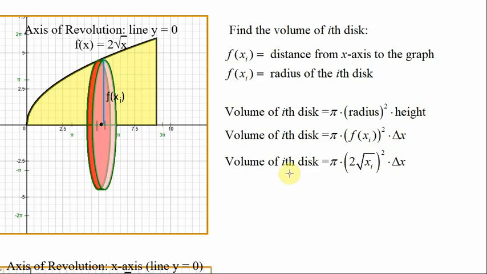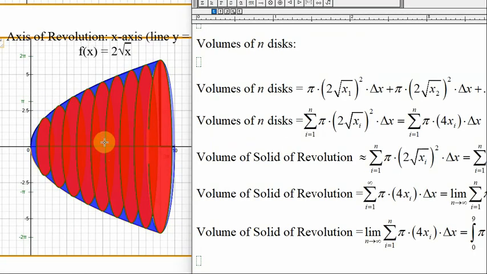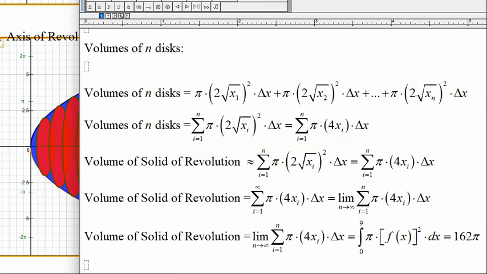And so the volume of this ith disk would be pi times 2 times the square root of x sub i, squared, times delta x, since f of x is 2 times the square root of x. And so this is the volume of the ith disk. If we have n number of disks or n slices, then the volumes of n slices would look like this. This would be the volume of the first disk, volume of disk number 2, and then this is the volume of the nth disk or the nth slice.